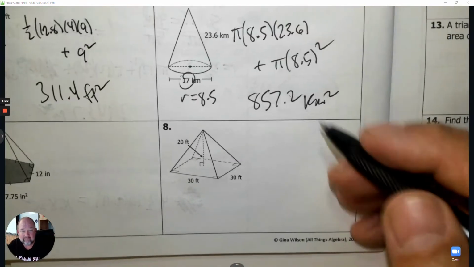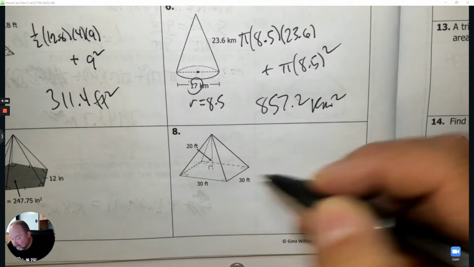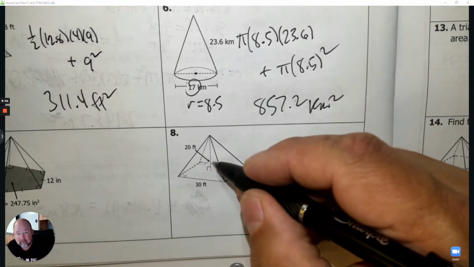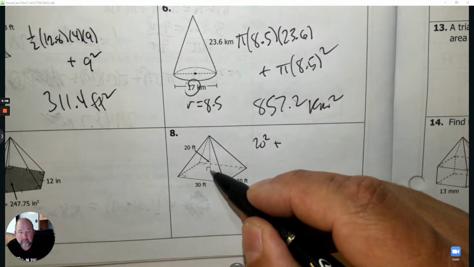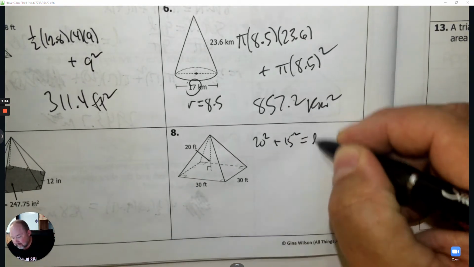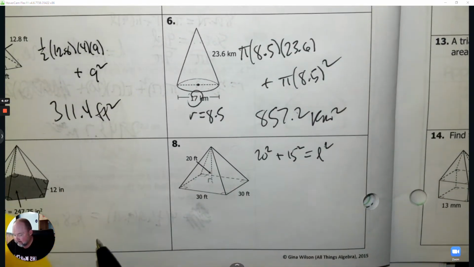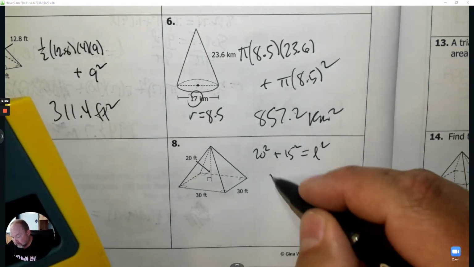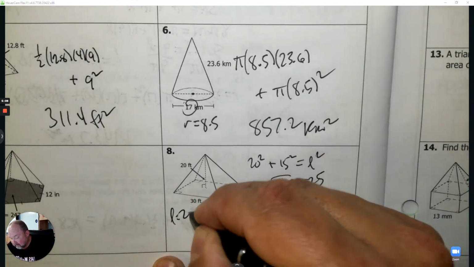Number 8. To find the slant height here, the slant height is the hypotenuse. So the direct up height is 20. Halfway from here, all the way across is 30, halfway is 15. And then I'm going to call it L, and I'm going to square it. So I'm going to solve that: 20 squared plus 15 squared, and then I'm going to square root that answer. So it's the square root of 625, which I know is 25. So that's my slant height, 25.